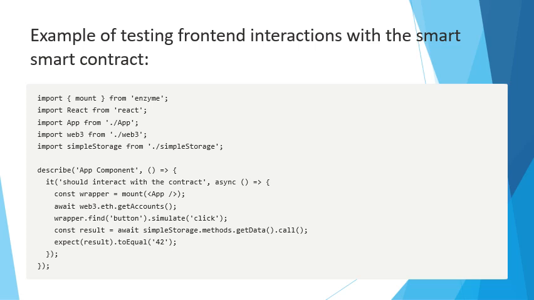Within this suite, we write a test case to ensure the front end correctly interacts with the smart contract. The test case mounts the app component using Enzyme's mount function, simulates a click on the button in the UI, and then verifies that the data retrieved from the smart contract matches the expected value of 42. This comprehensive E2E testing helps ensure that the front-end and back-end components of the DApp are properly integrated and functioning as expected.